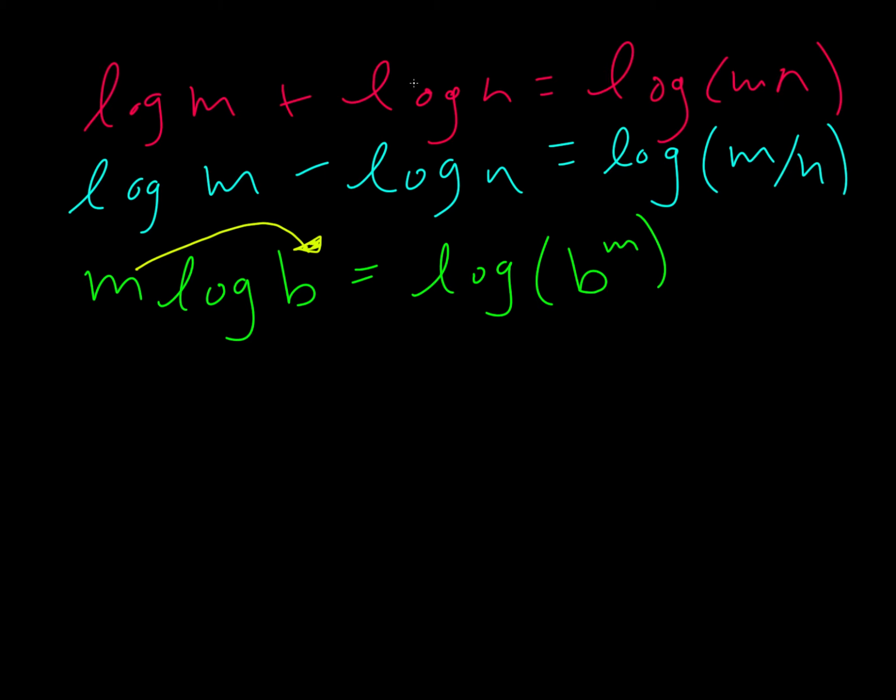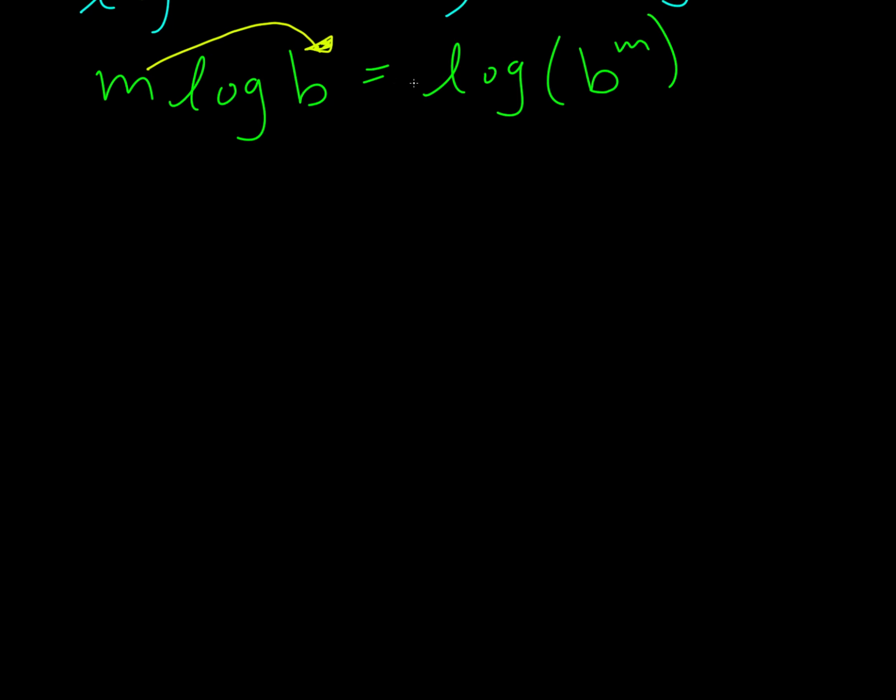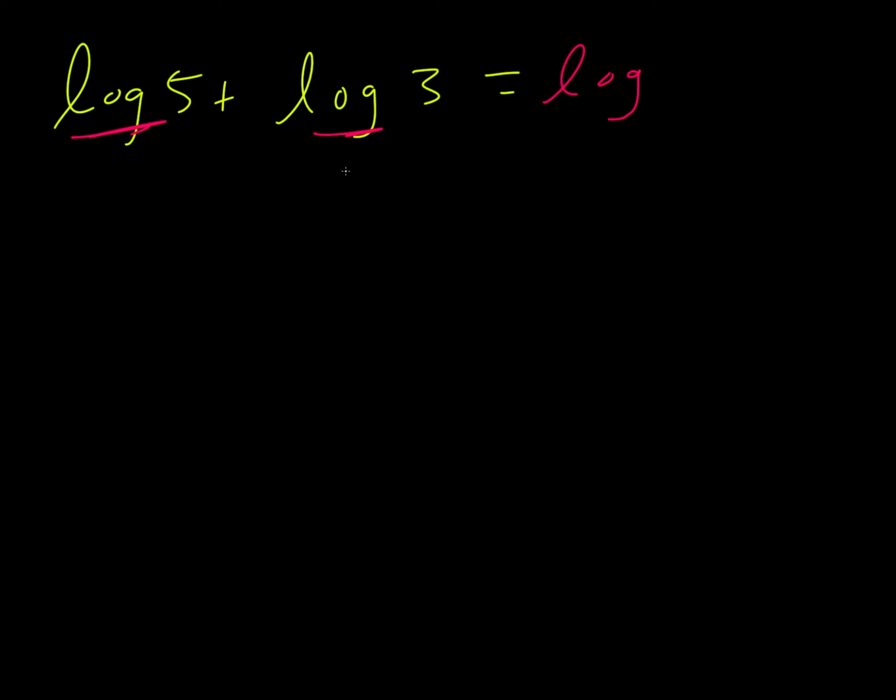Cool. All right, so let's use these on a few examples. So we have log 5 plus log 3. So the rule for addition: first we check, do they have the same base? Yes. And so we write a log that has that same base. And then addition becomes multiplication. And so it is log 15.